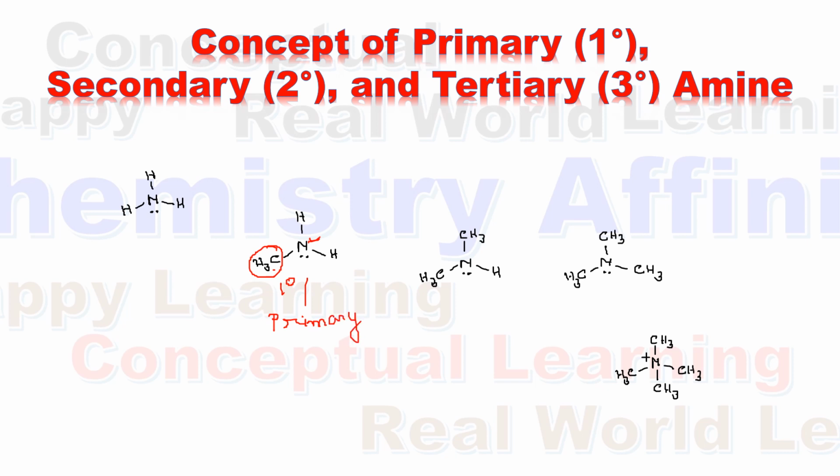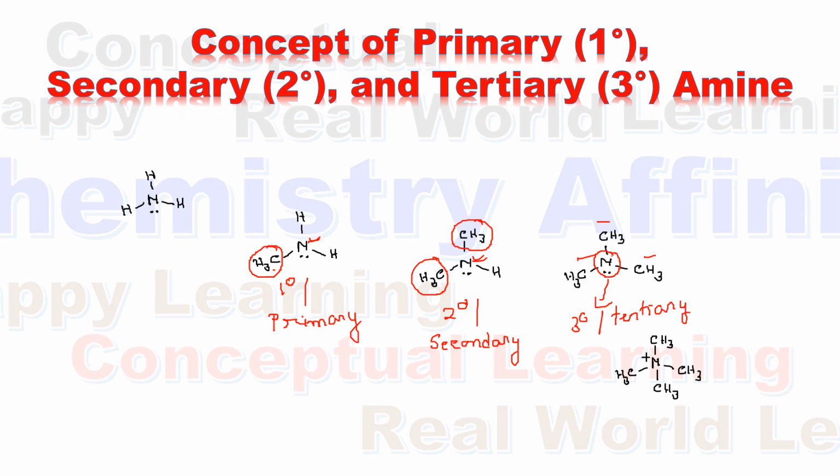Now 2 hydrogens are replaced with methyl. So that means this nitrogen is connected with 2 carbons. So it is a 2 degree or secondary amine. Now all the 3 hydrogens are replaced with methyl. That means nitrogen is connected with 3 carbons. So it is 3 degree or tertiary amine.